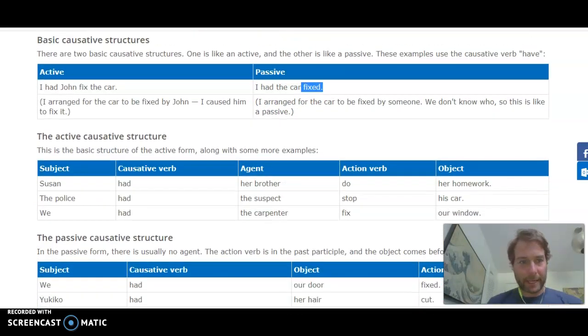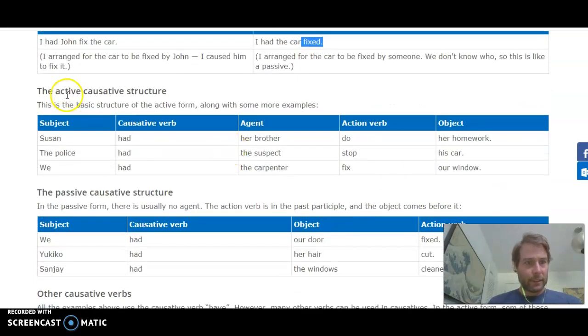So, this is passive. The active causative structure: Susan had her brother do her homework. Over here, Susan had her brother do the homework. The police had the suspect stop his car. We had the carpenter fix our window. This is where you have the subject really at the beginning.